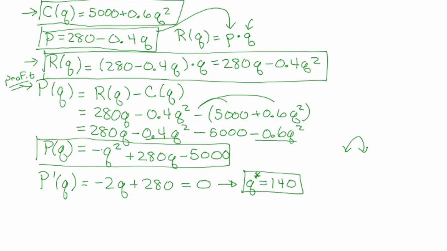To find the profit maximizing price, so lowercase p, we were given that our demand function, p, lowercase p, was equal to 280 minus 0.4Q. Since we know the profit maximizing quantity is 140, I'll just plug that in. And so that gives me 280 minus 56, I believe. So that gives you 244.